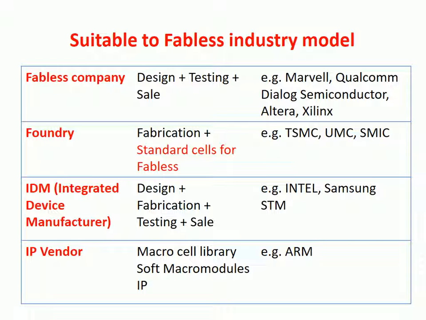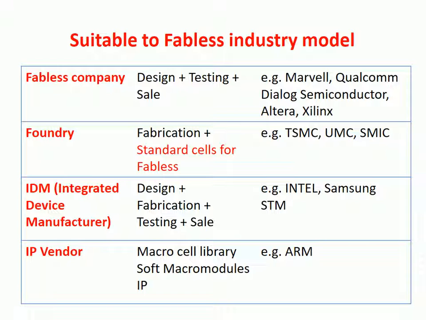And in order for the fabless company to exist, we need also the foundry companies. Companies that only do fabrication. So a fabless company does the design, then sends the design to the foundry, and the foundry fabricates the integrated circuits and sends them back to the fabless company. The fabless company makes the testing and the sale.